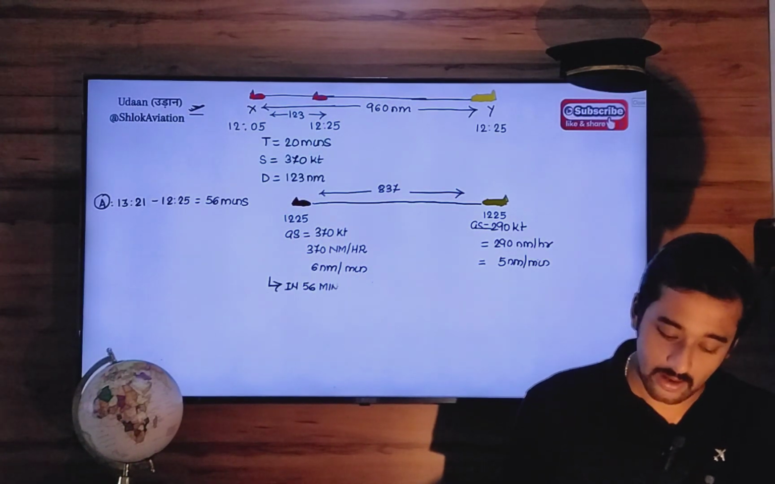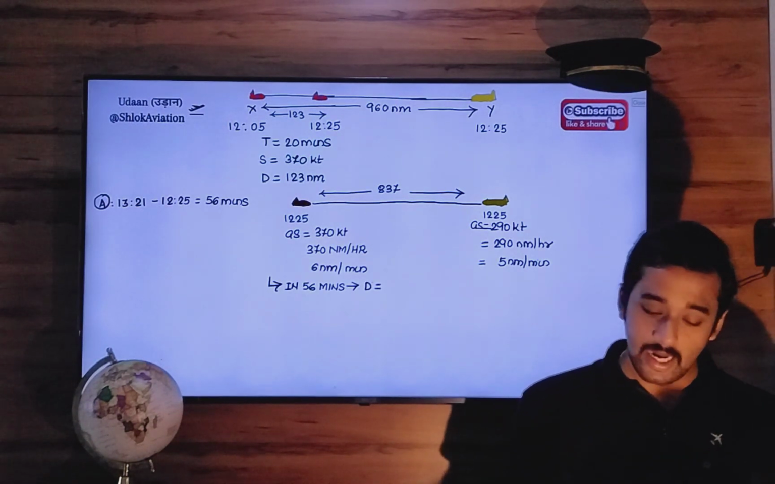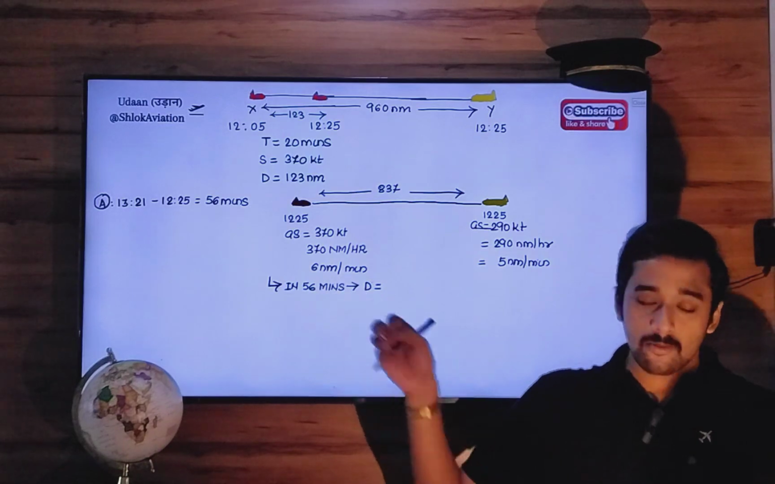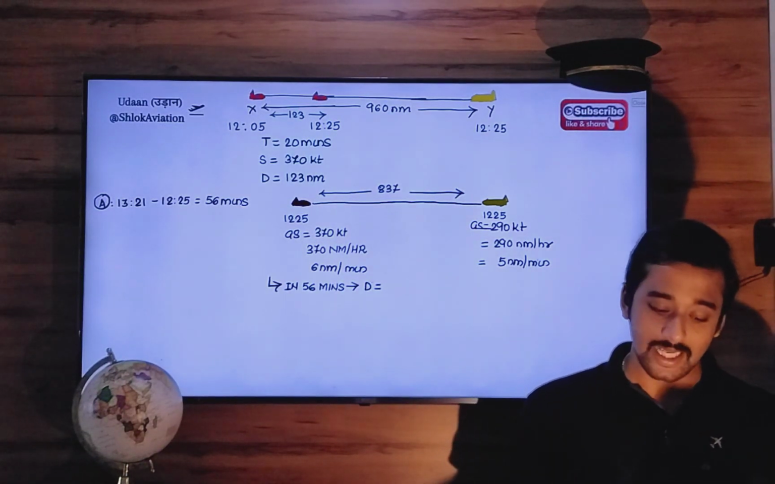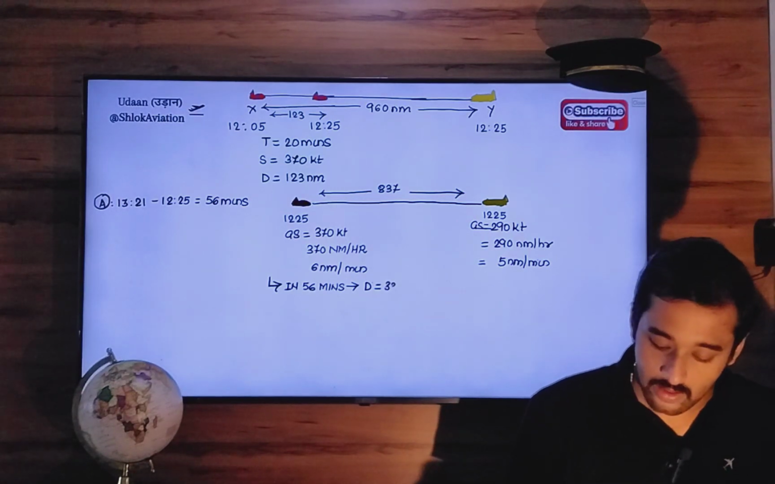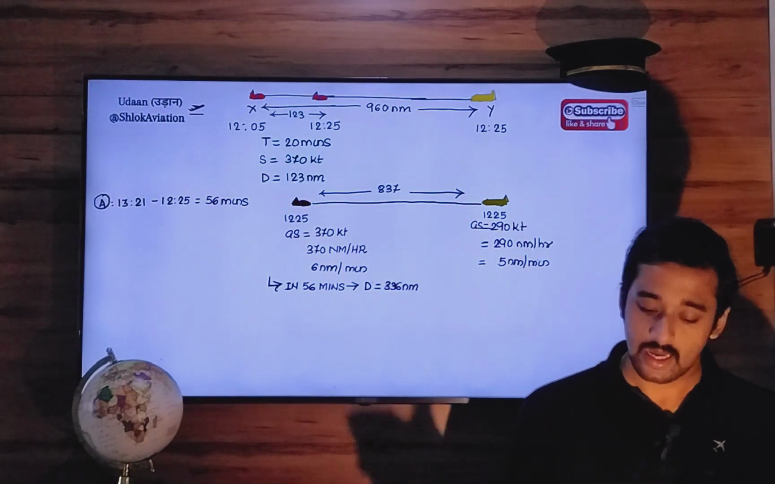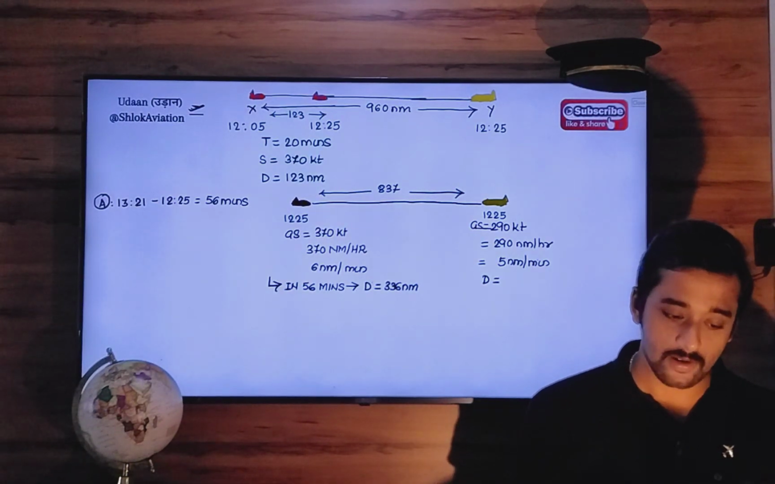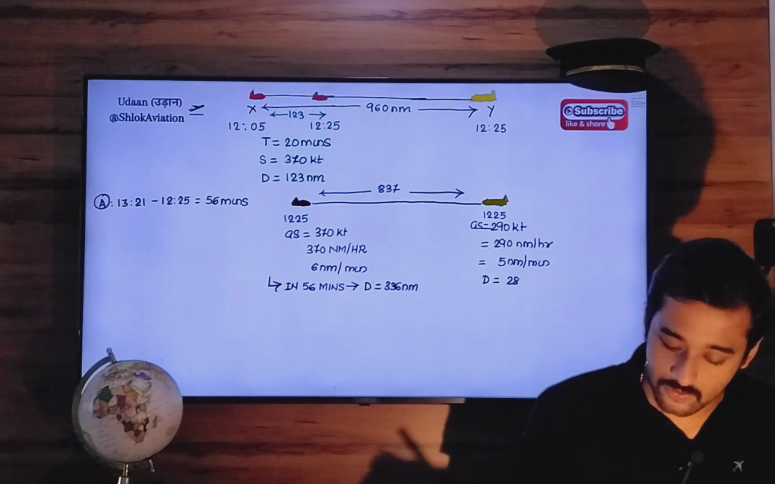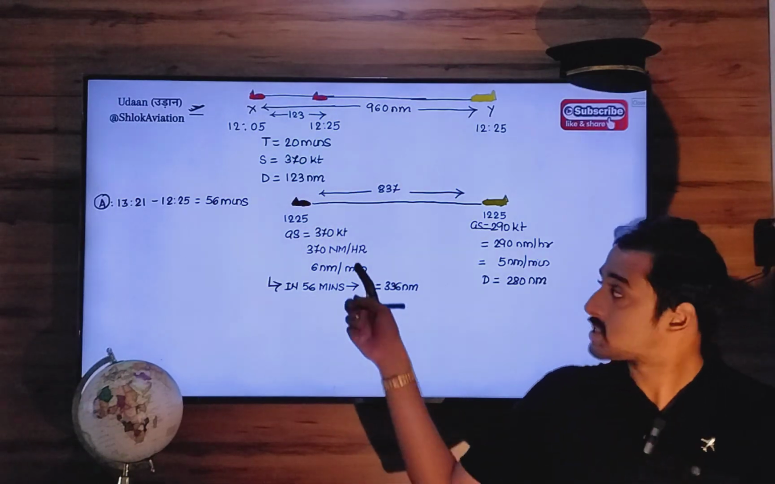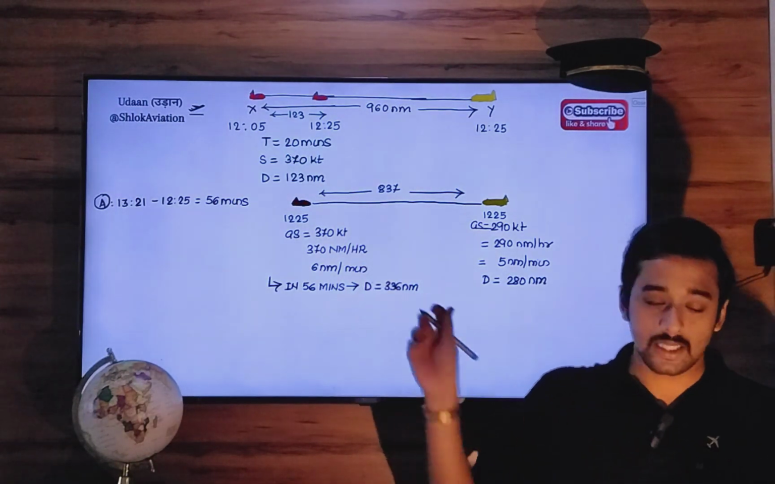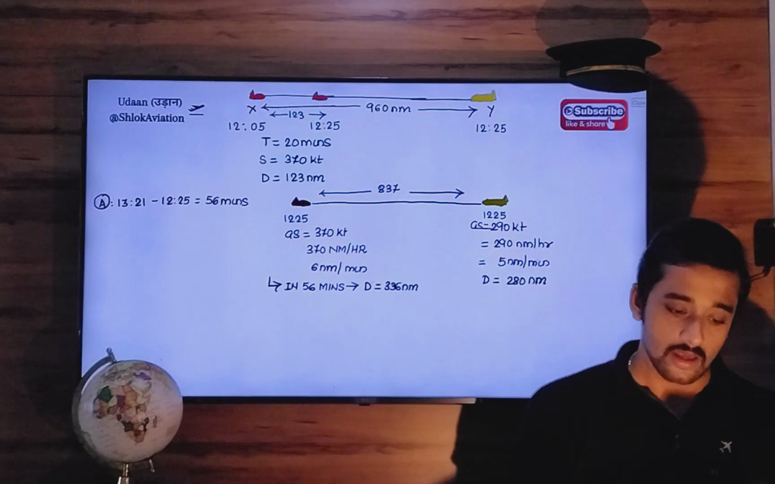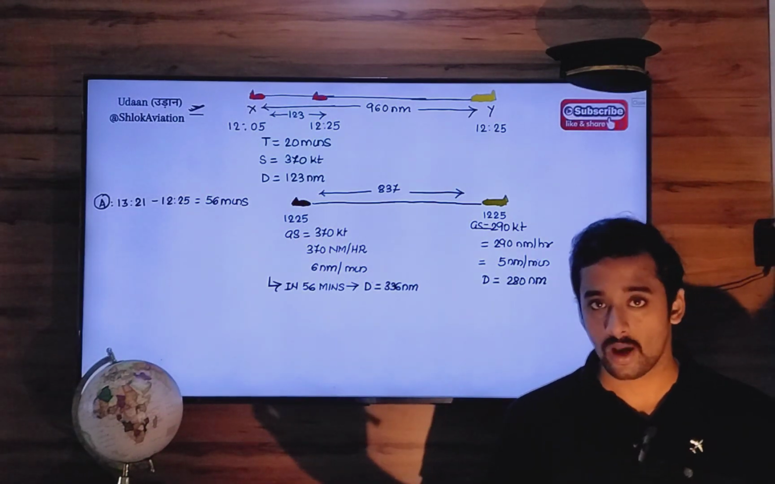The distance will be equal to speed into time. Speed is what? 6 nautical miles per minute. So 6 and time is 56 minutes. So 6 into 56 is 336 nautical miles. And the second aircraft will have covered a distance of 5 into 56, 280 nautical miles. So 837 minus 336 is 501.